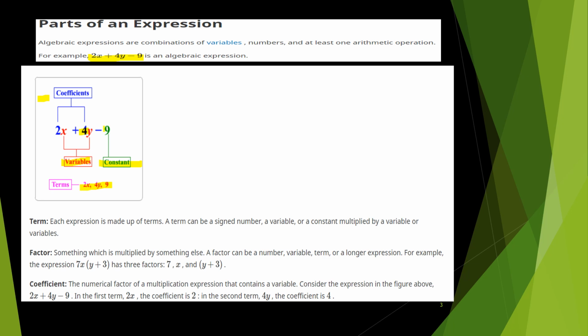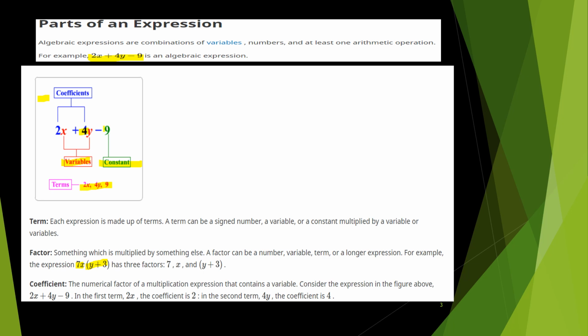So something which is multiplied by something. Here what is that something? 7x. 7 is multiplied with x, so it has made a factor, and y plus 3 is multiplied with 7x. These are different factors. They are multiplying with each other. They are called factors.